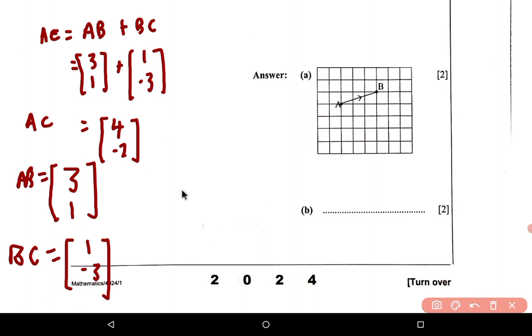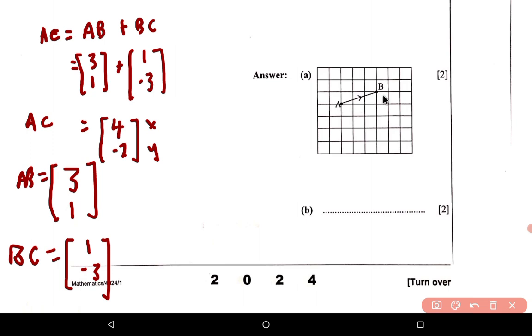Now for us to show AC like this, we can say that AB was 3 to 1 BC, so we found AC, and that is what we have to show here. So that is x comma y, that is 4 to negative 2. Now since we're not given it, we need to find out.